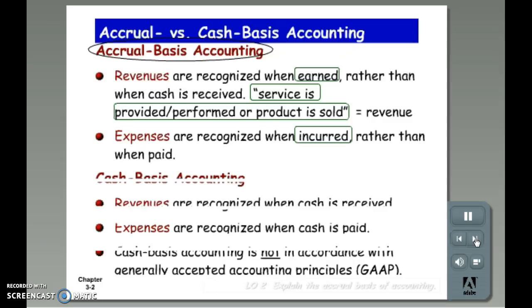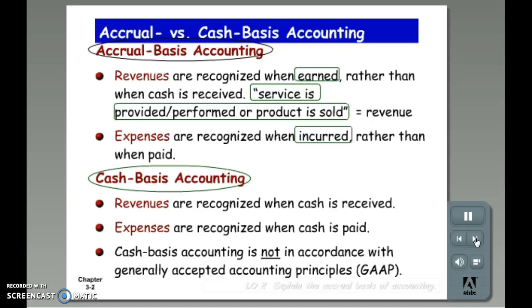In contrast, under the cash basis of accounting, the cash activity drives the recognition. Revenues are recorded when a company receives cash from its customers, and expenses are recorded when the company actually pays the cash for them. The cash basis is not in accordance with GAAP, or generally accepted accounting principles.